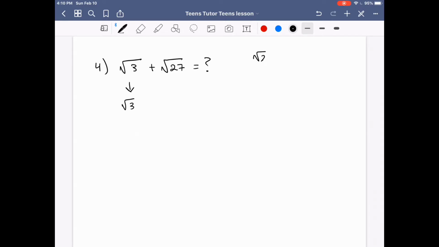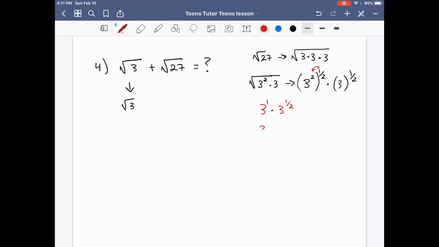Now 27, let's think about this. What things just equal 27 in itself? We know that we could possibly do 3 times 3, which makes 9, times 3, which equals 27. And we also know that it can be broken up as 3 squared times 3, which we also know can be broken up as 3 squared to the 1/2 times 3 to the 1/2. We know when multiplying across from these two, we now get 3 to the 1st times 3 to the 1/2, which translates into 3 square root of 3. So we're going to add it right here, 3 square root of 3.